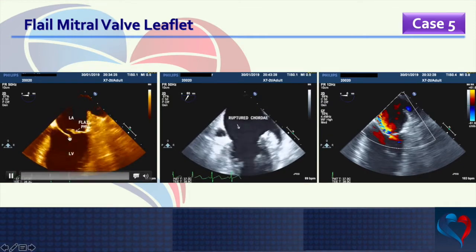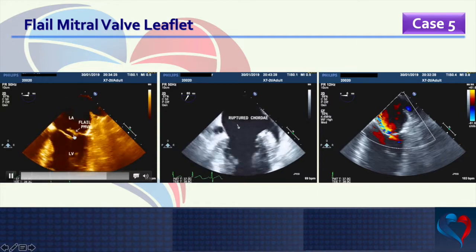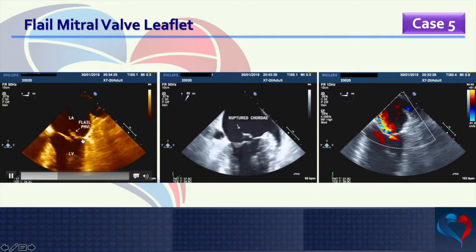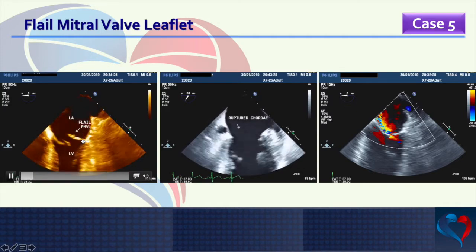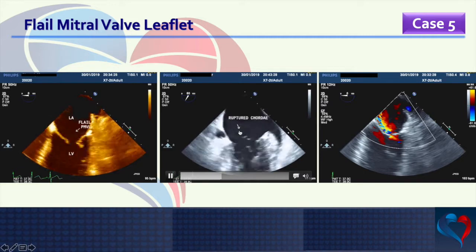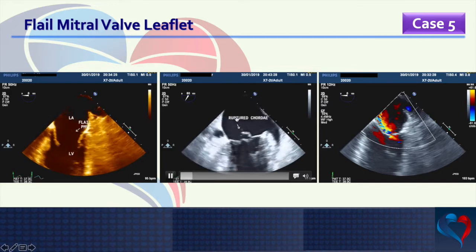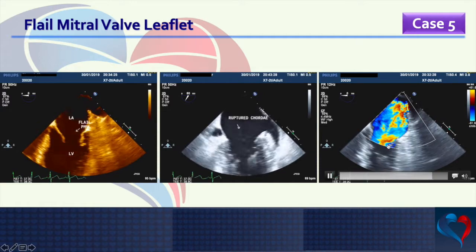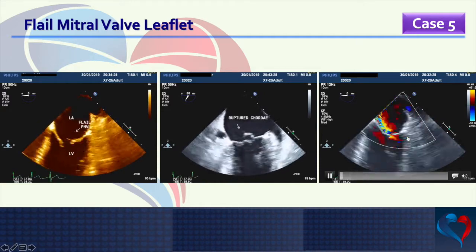When you see this double contour in the mitral valve, it is due to posterior mitral valve leaflet flail. Here the chordae is protruding into the left atrium, and this is the severe mitral valve regurgitation.